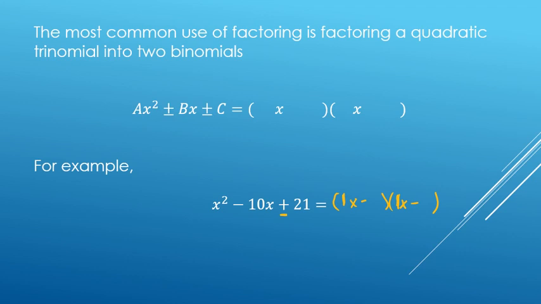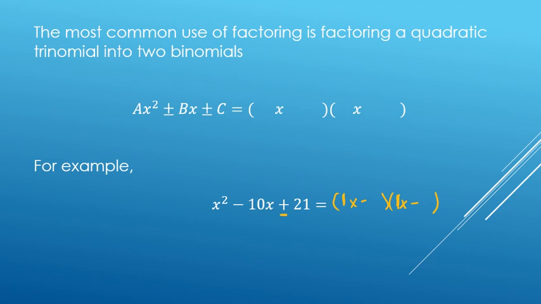I need two numbers that multiply out to 21. And when I do 1 times a number, and then 1 times the other number, I'll get 10. So, in other words, I need two numbers that multiply out to 21 and add up to 10. If you think about the factors of 21, it shouldn't take too much time to figure out that those numbers are going to be 7 and 3.